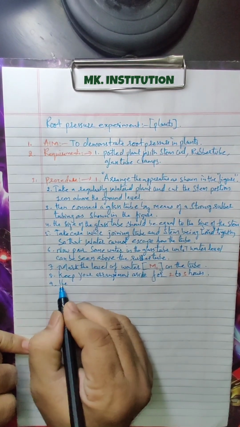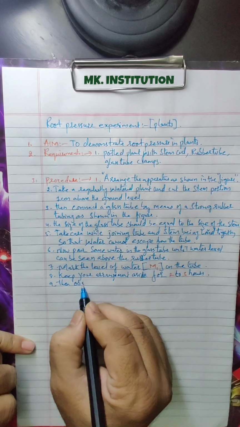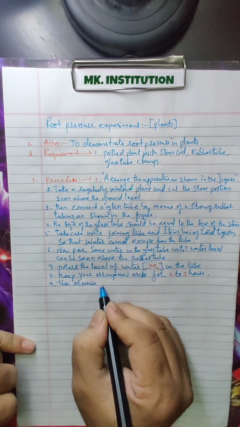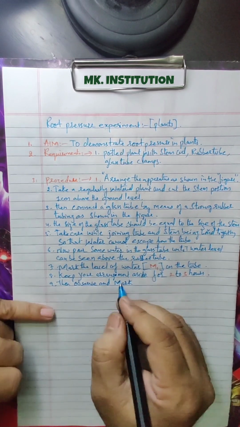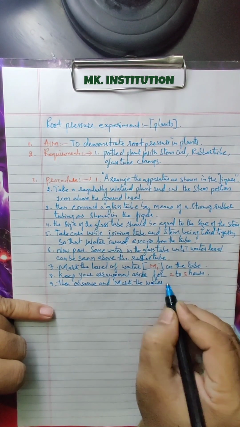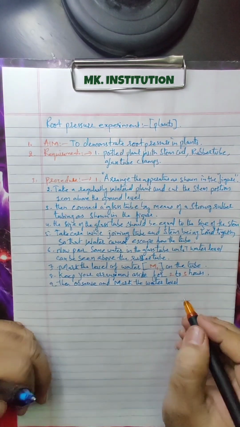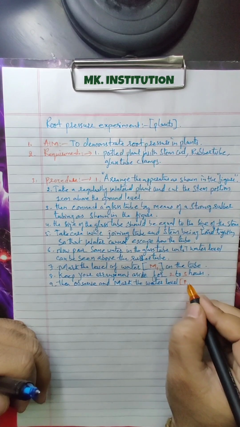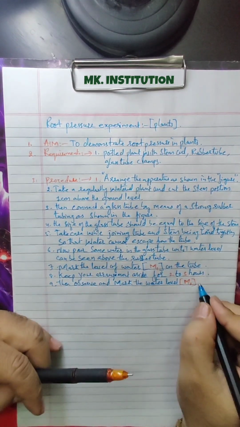The ninth one. Then observe and mark the water level, and here you have to write M2, water level M2 on the tube.